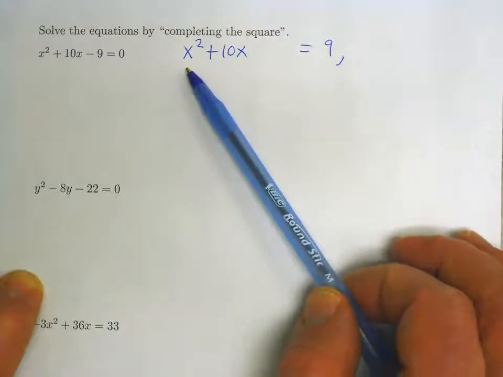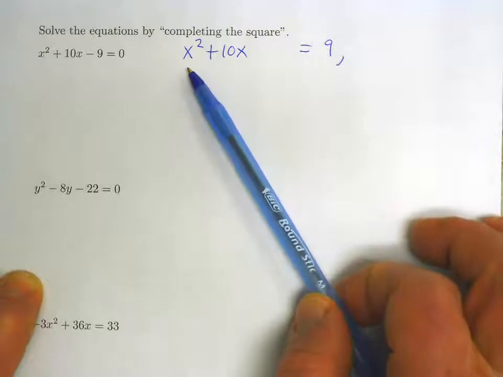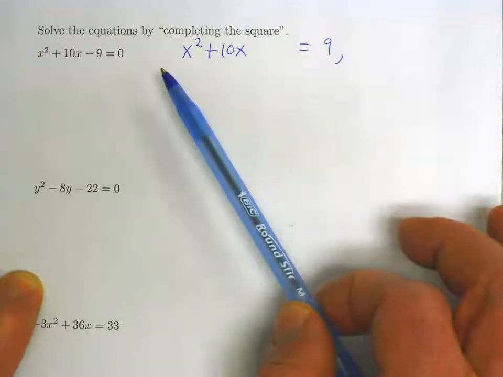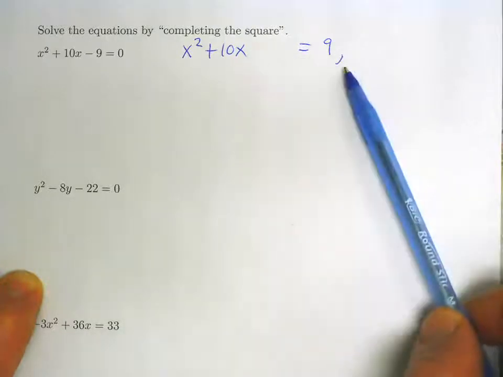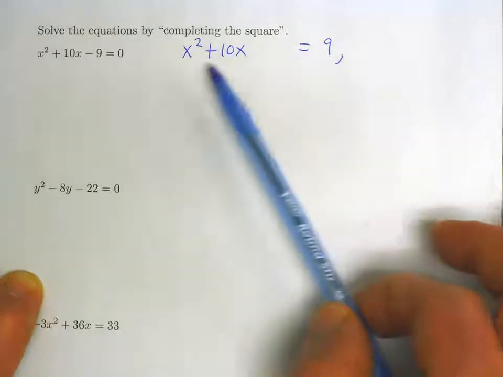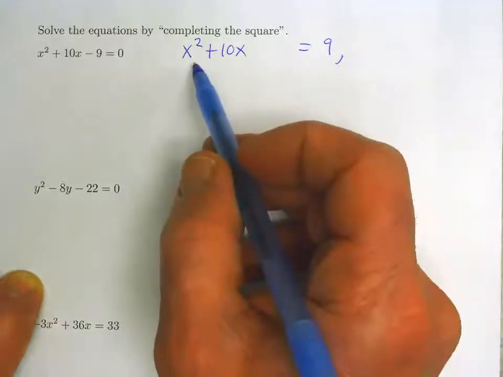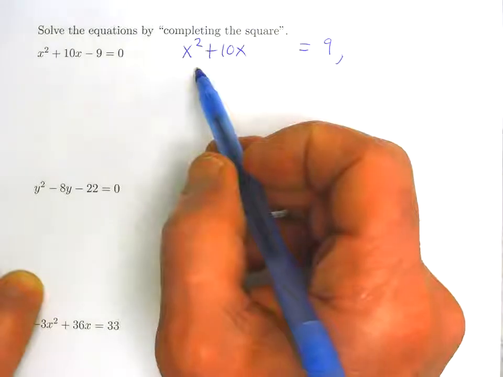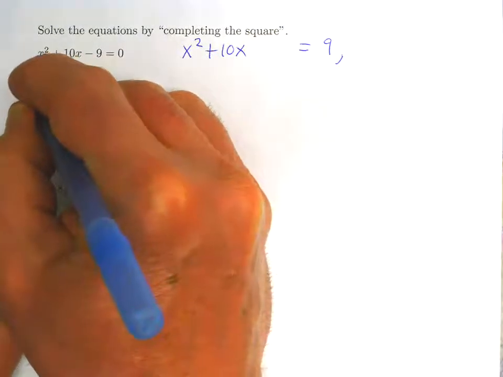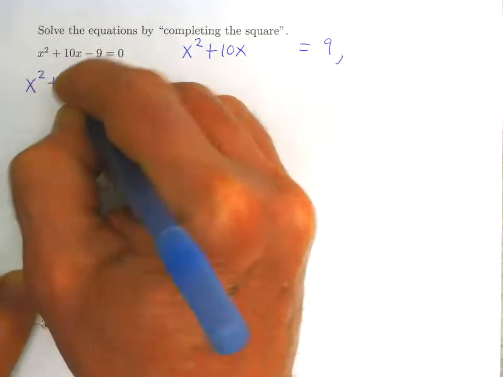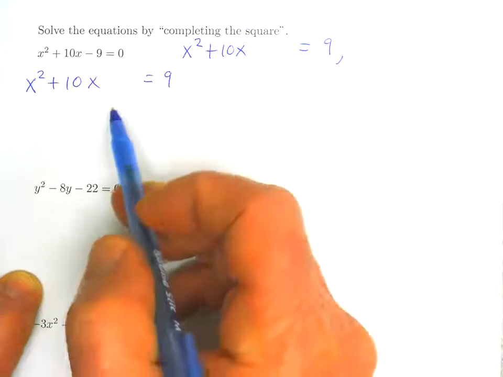The coefficient of x squared is 1. If the coefficient of x squared is not 1, the next step would be to divide every term on both sides by the coefficient of x squared. So if you divide every term by 1, nothing changes. So for this one, we are all ready to create a perfect square trinomial by adding a number to both sides. So we have x squared plus 10x equals 9.